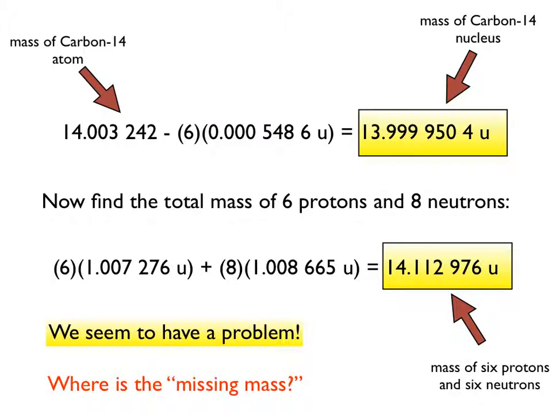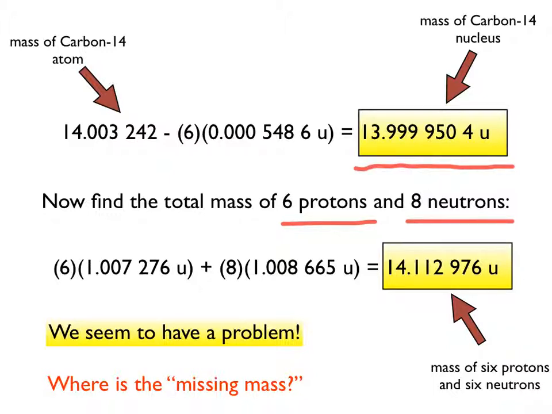So at the top of the page, we're just recapping what we had at the bottom of the previous slide. We looked up the mass of a carbon-14 atom, we subtracted the mass of 6 electrons, and determined that the mass of a carbon-14 nucleus is 13.9999504 atomic mass units. Now we're going to find the total mass of 6 protons and 8 neutrons, because that's what the carbon-14 nucleus is made of.